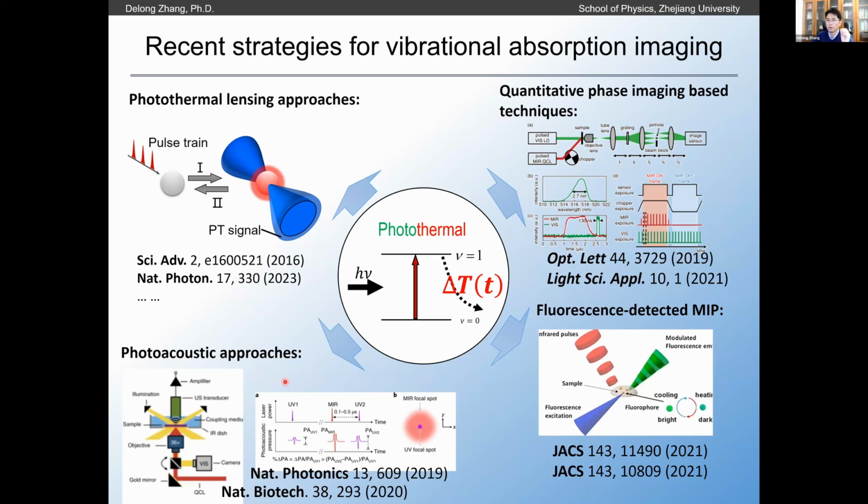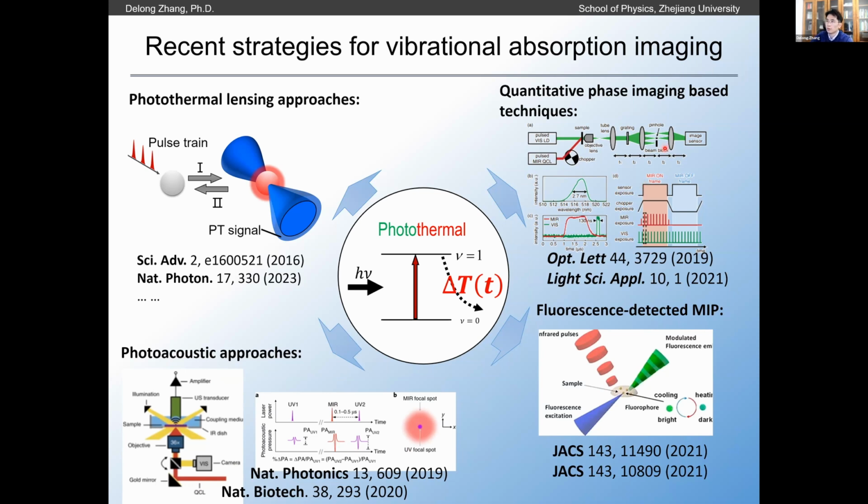For example, the photoacoustic approach, where the pulsed absorption will, of course, lead to a local temperature difference. And then this temperature will lead to an expansion that generates an acoustic wave, right? And of course, recently there is this infrared assisted super resolution photoacoustic technique that has shown very promising results.